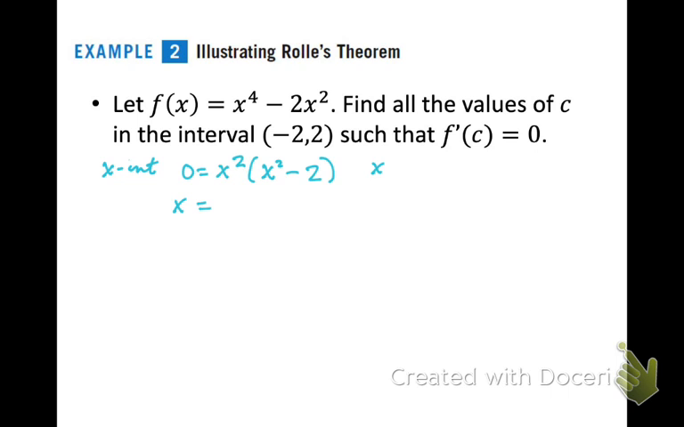0 and the square root of 2. 0 and plus or minus the square root of 2? Don't forget your plus and minus. Okay, so did we show that there's some a's and b's in between -2 and 2 that equal? Because the square root of 2 is definitely between -2 and 2, yes? Okay, so now what? I'm going to find the derivative.